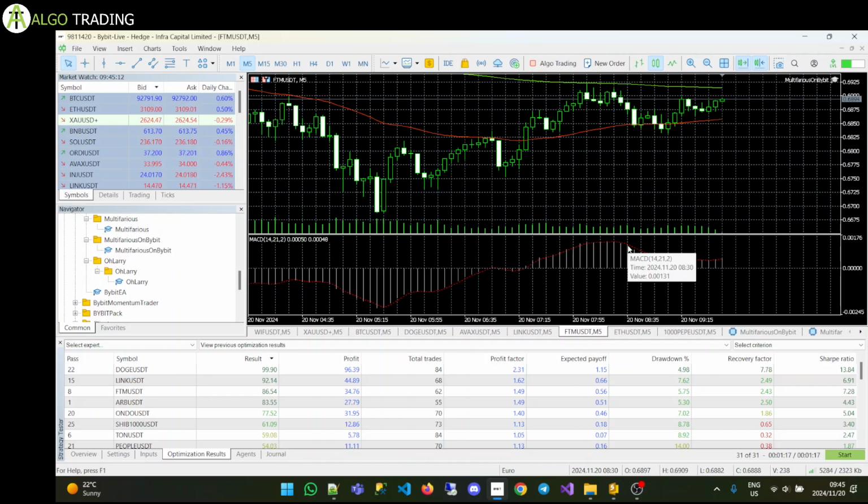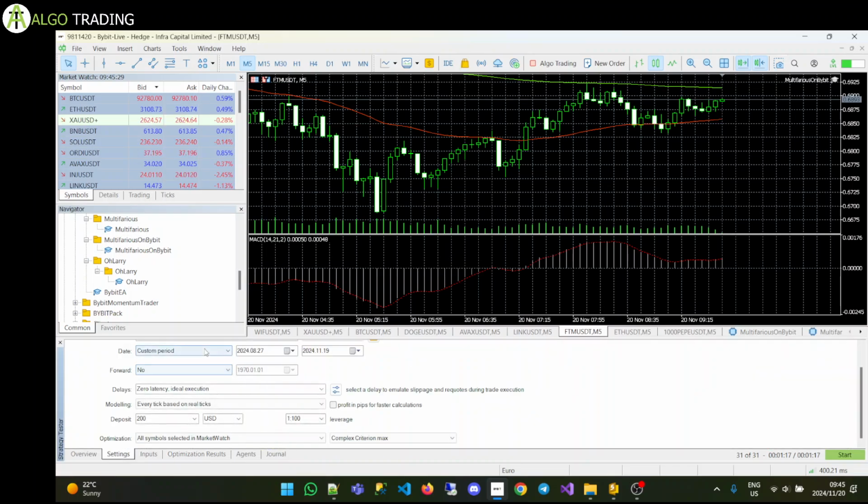So what I've done, actually, I've taken the Doge set that I've written for my live trade, and I've tested it against multiple instruments. So how you do that is you go into settings, you choose your period. On Bybit, I'm only testing from the 2024-08-27 up until today, because that is the period that we have tick data for. I'm using every tick based on real ticks. I'm starting with a deposit of 200. And then what you do is you select, you want to test on all symbols in the market watch.